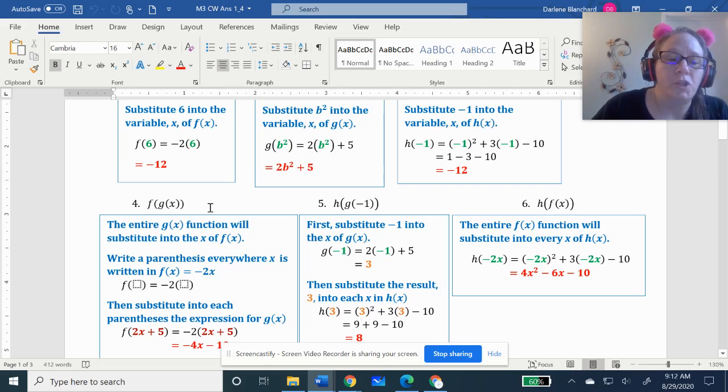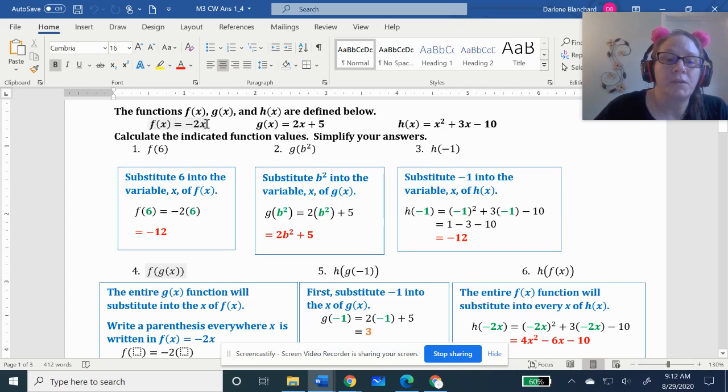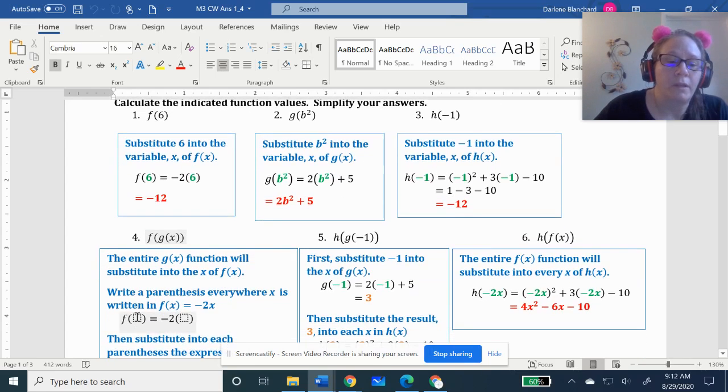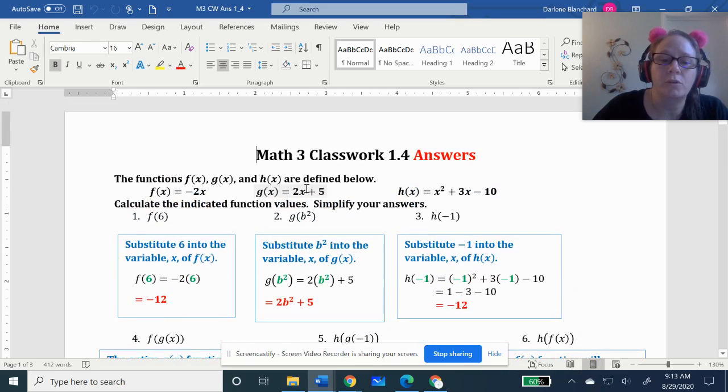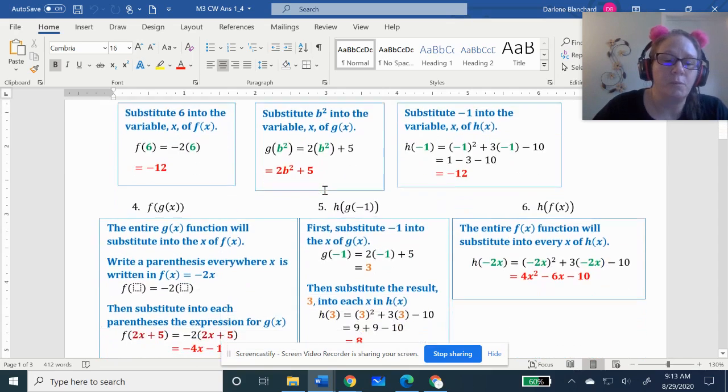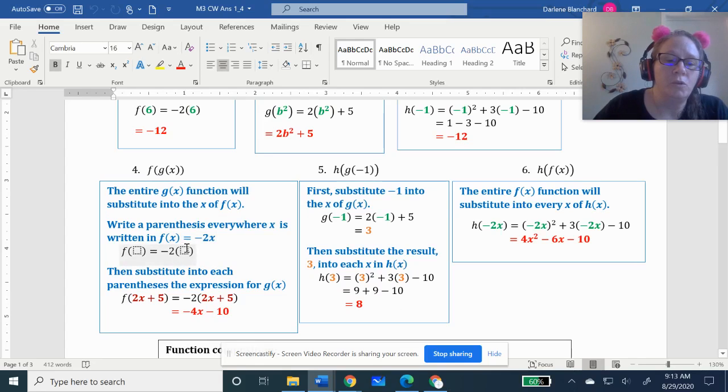So for f of g of x, I always start with the outer function and write down what that outer function is. F of x is negative 2x, so I write f of parentheses equals negative 2 times parentheses. Then I take the inside function, which is g in this case, and g is the function 2x plus 5. So that 2x plus 5 is going to substitute into where the variable x is of f of x.